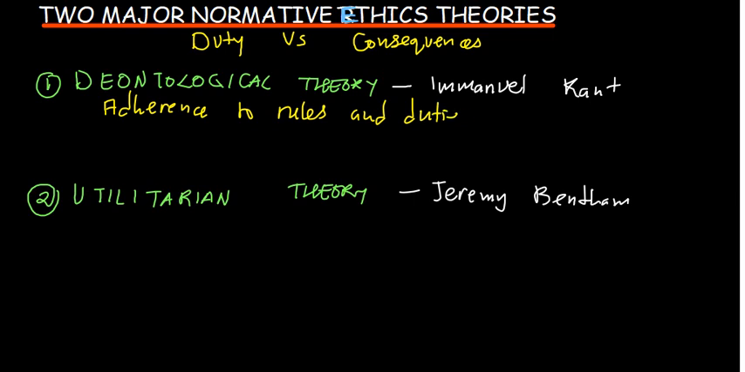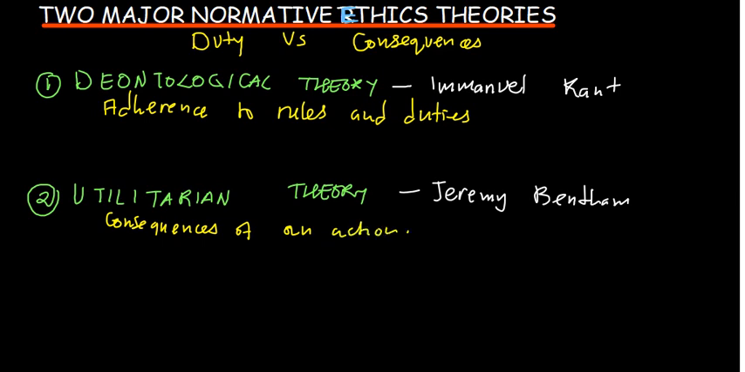Now, when you talk of utilitarianism, here you are talking about the consequences of an action. It is a normative ethical position that judges the morality of an action based on the consequences of an action. So now we need to really know the meaning of these two.